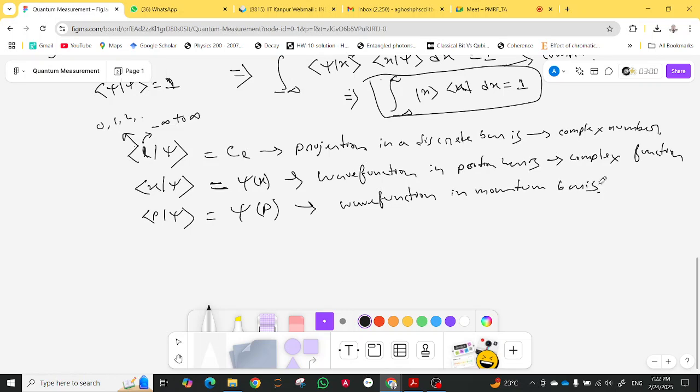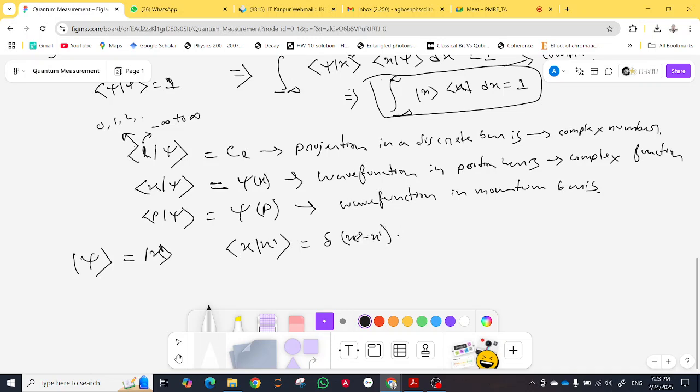Function in momentum basis. And if your state vector psi is given in some position basis, and you take the projection on the position basis itself, suppose this is some x prime, then what you will get is given by Dirac delta of x minus x prime. Okay, so this is the wave function of the position basis vector.